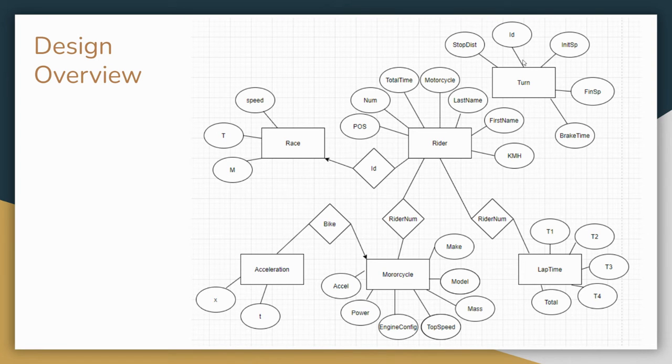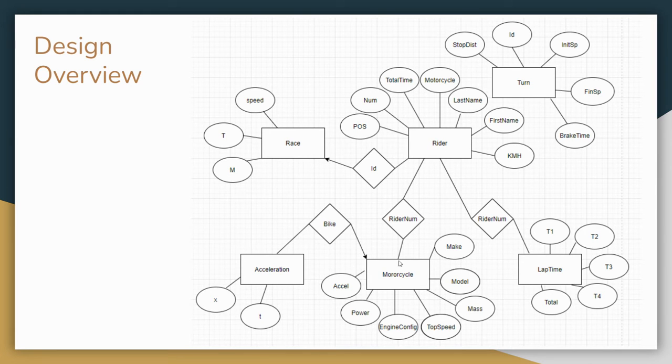As well, we have turn up here, which doesn't relate to anything, but it includes information like Courtney mentioned for how you can take the turns, how fast you can take them, the brake time, things like that. As well, rider has a one-to-one relation with lap time, which includes the T1, T2, T3, T4, and the total for the lap time. Those T1, T2 are major points along the track, which are recorded for the times, as well as the total, which includes all of them and is a full lap.